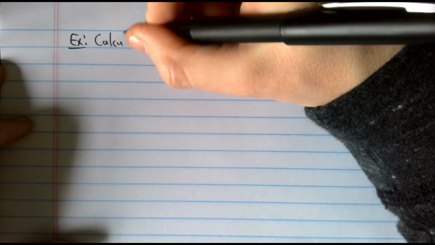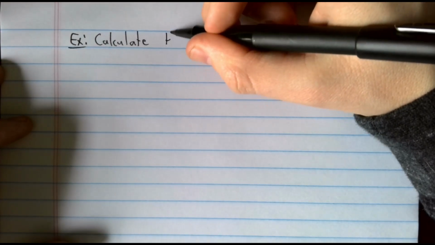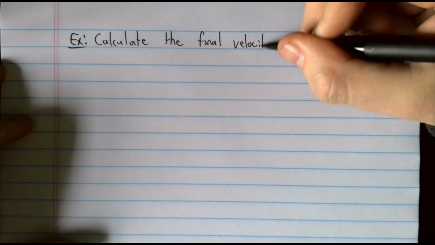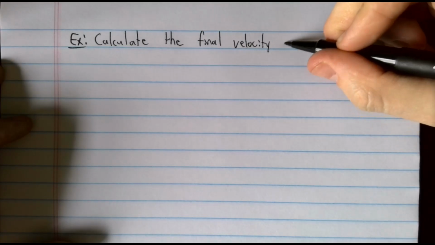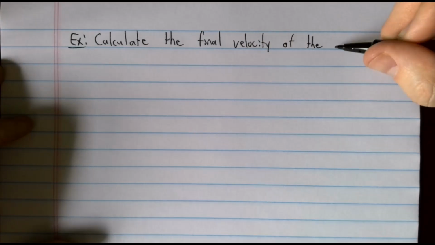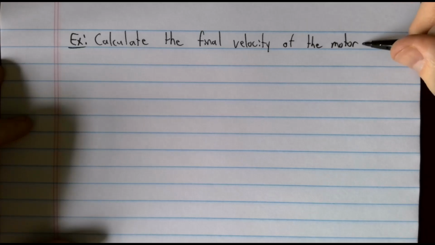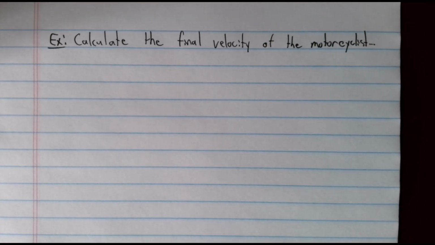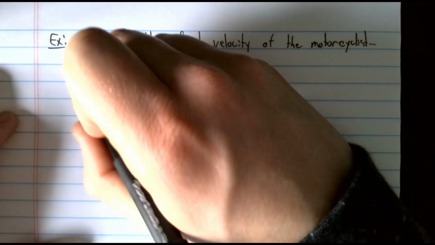Okay, another use of the conservation of mechanical energy. In this problem, we are going to calculate the final velocity of the motorcyclist, and we'll draw the information. Calculate the final velocity of this motorcyclist. What this cyclist is going to do is rather unsafe.